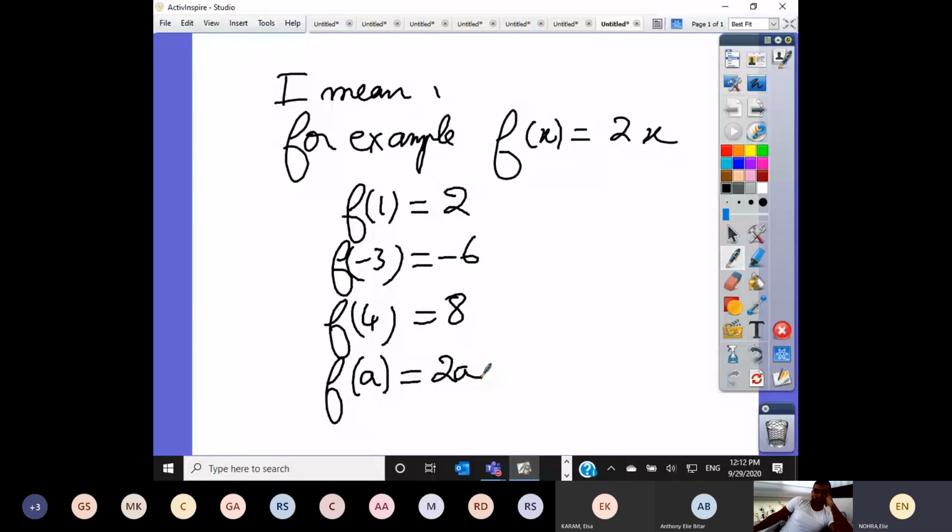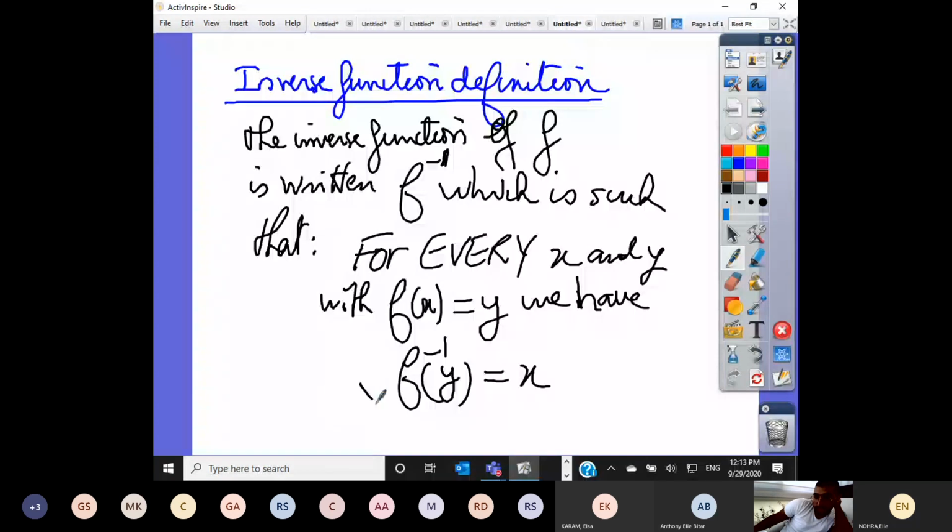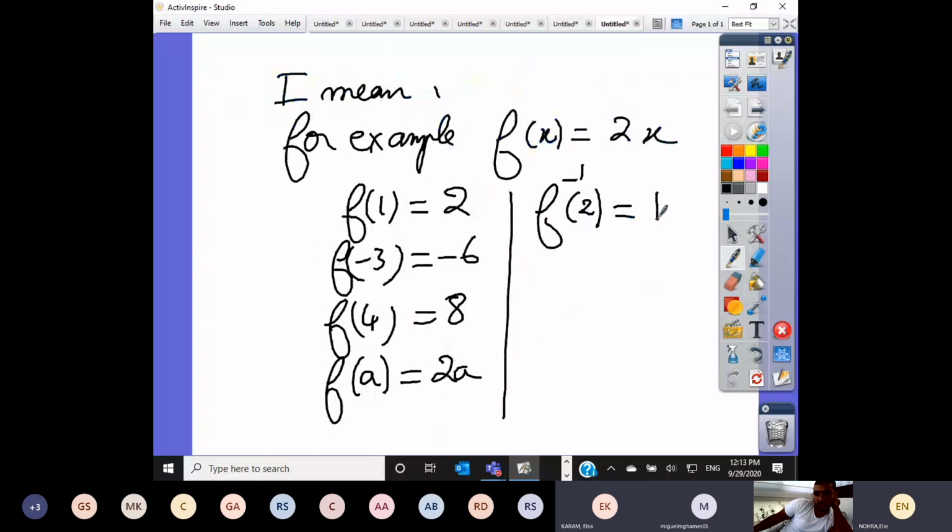And since we agreed in the first place that it's impossible to enumerate and list all the numbers from minus infinity to plus infinity, I'm going to stick to only these four values and ask you: f minus 1 of 2 equals what, according to this? It equals 1.